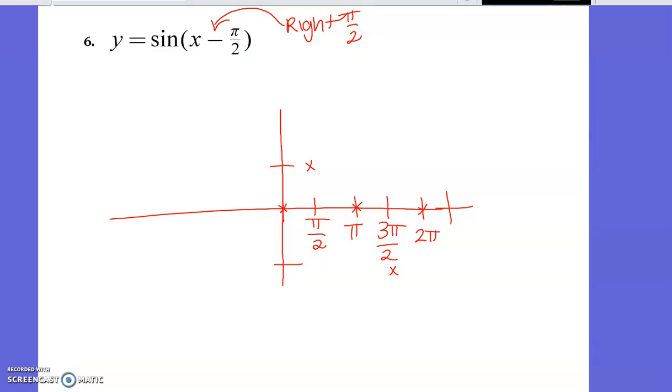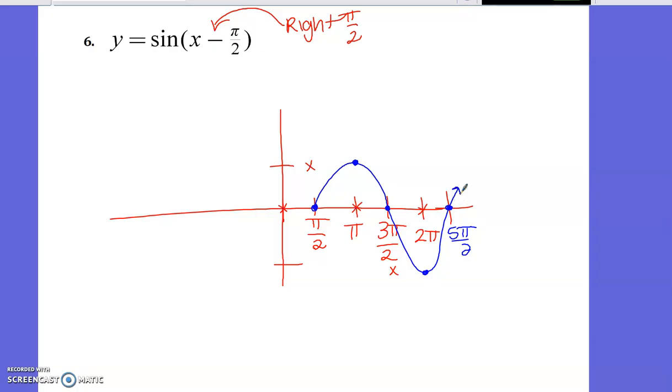So here's the parent function for sine. If I take this point and I shift it to the right, pi over 2, it lands right there. This point I shift, it lands right there. That point lands right there. This point lands right there, and this point lands right there. So I'll need to label this tick mark, which I'm adding pi over 2s, so this is going to become 5 pi over 2. And so there's that.